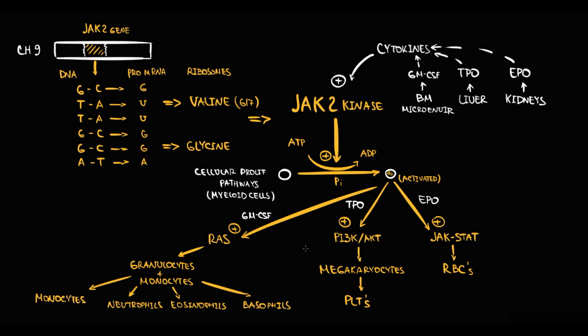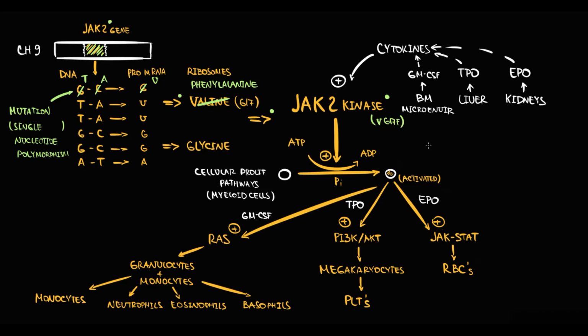But if a mutation causes substitution of valine with phenylalanine at position 617 of JAK2 kinase, now JAK2 kinase becomes constantly activated. So this regulation by cytokines is gone. And this mutation causes disproportional activation of intracellular pathways that results in a mild increase in granulocytes and monocytes, a moderate increase in platelets, and a severe increase in red blood cells.